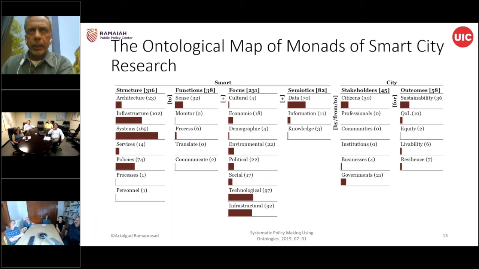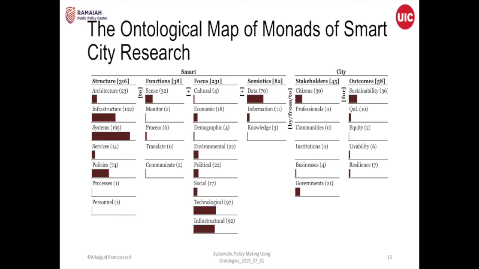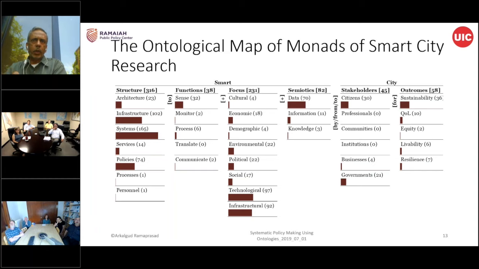Now, if you were to agree that this more or less encapsulates the logic of a smart city, what we did was to take all the definitions, and I say all, pretty much all the definitions that were available to us via a Scopus search, and decided to map them onto the ontology and see what is emphasized and what is not emphasized. So the numbers at the top indicate, for example, there were 316 articles that talk about the structural aspects of it. And of those, most of them talked about the systems and less about infrastructure. Very few talked about the processes and the personnel that are required and the services provided.